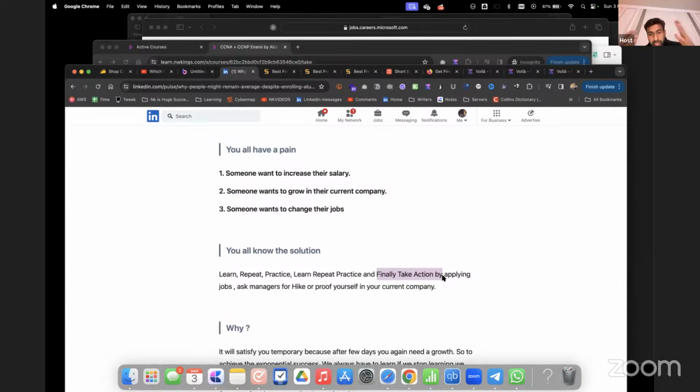We will ask managers for a salary hike, or else you will change jobs, or prove yourself in your current company that I understand every network design. I know all the things in cybersecurity today. You prove yourself by learning, repeating, practicing, and continuing to learn. And if your goal is to change the job, change the job.